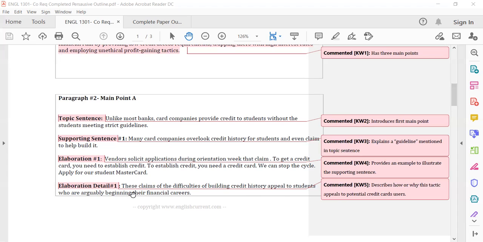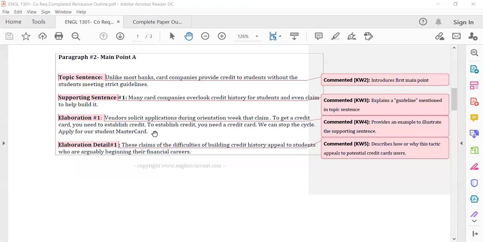How is this connected? So I say the claims of the difficulties of building credit history appeal to students who are arguably beginning their financial career. A lot of students believe that they have to have a credit card to establish credit history. They're having a hard time doing it and they have no credit history, so they think getting the credit card is a good idea. It appeals to them. So I'm letting you know how all these examples and illustrations go back to the topic sentence, which overall is proving that they don't have to meet strict guidelines.